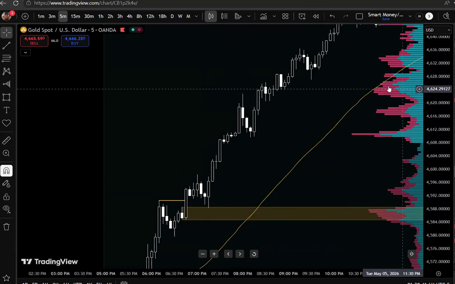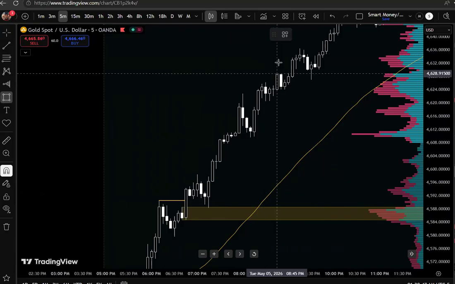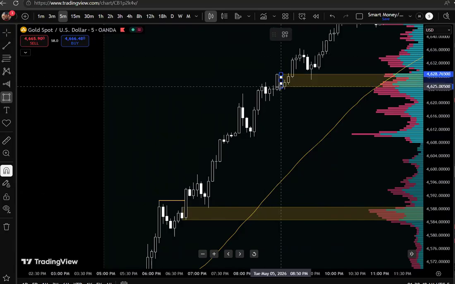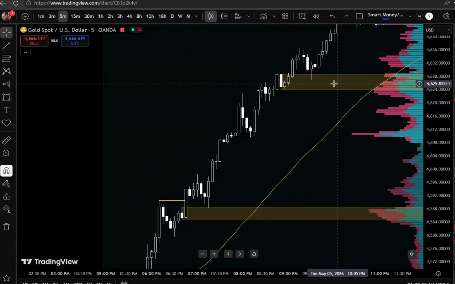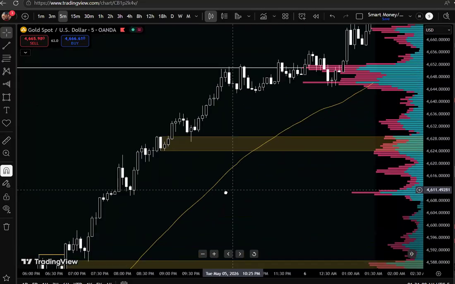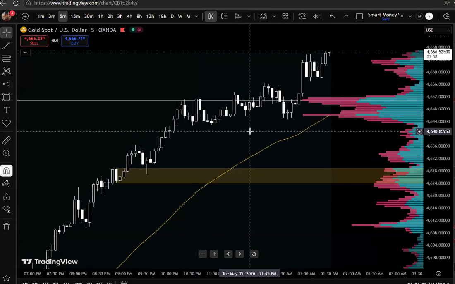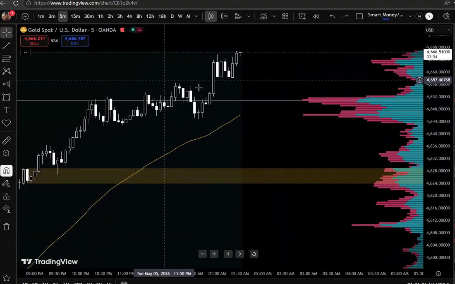Another big node here. This is a big, huge one here. Look, here. Look what happened. Price went up, broke that structure, came down, tested it, boom, kept on going. All right. Y'all see that? This one here, what we got?